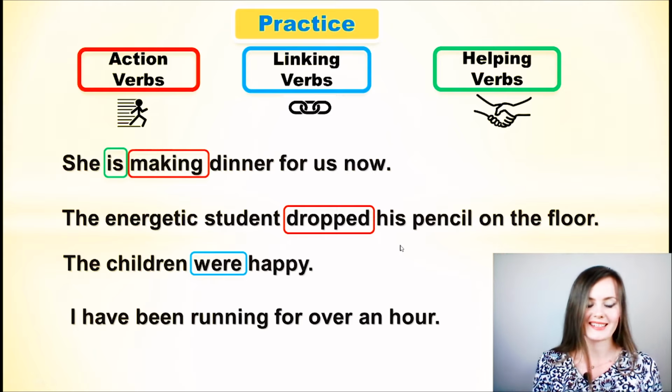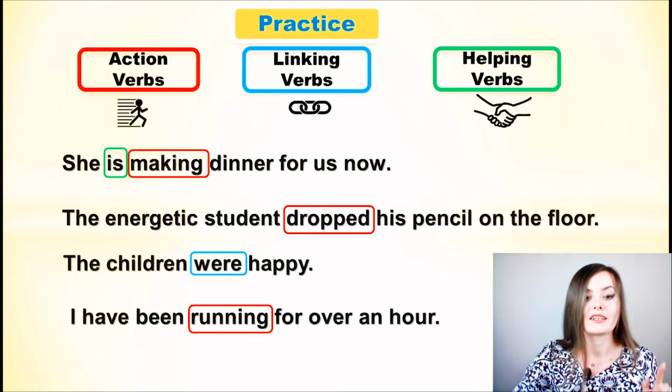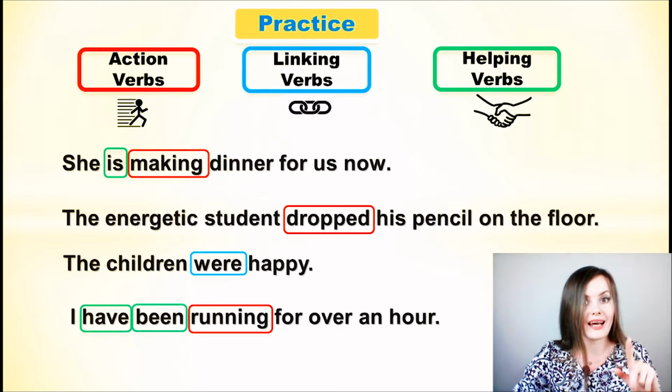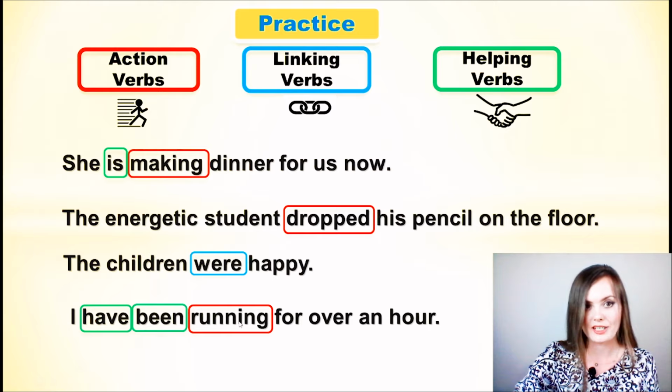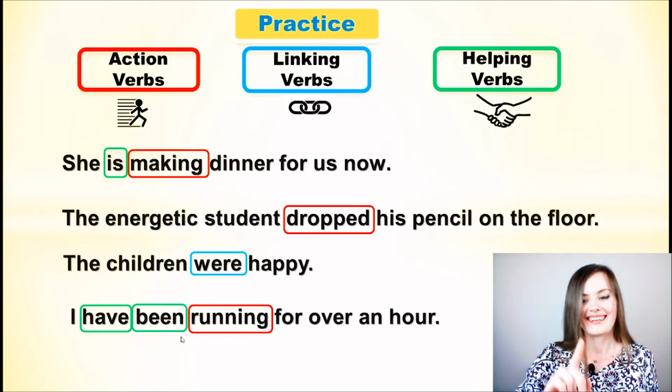And 1 more sentence. I have been running for over an hour. So go ahead and find the verbs. Yes, running. Running is an action verb. Have is a helping verb. And been is a helping verb. So in this sentence, we have 2 helping verbs in front of an action verb. Have been running. Good job.